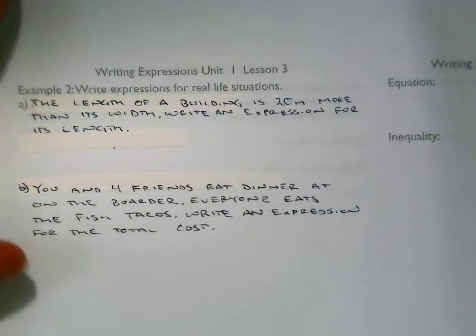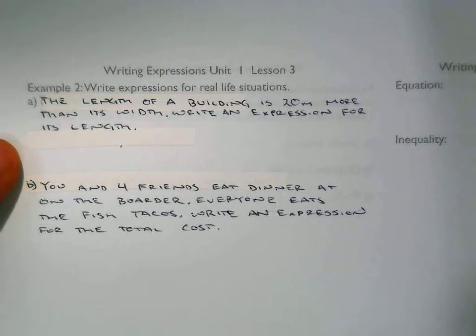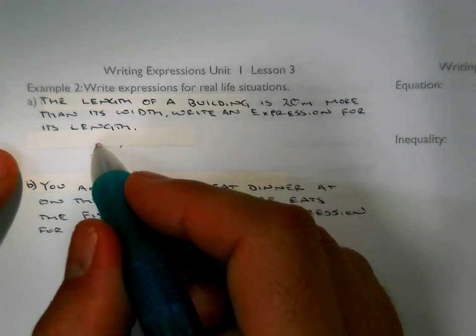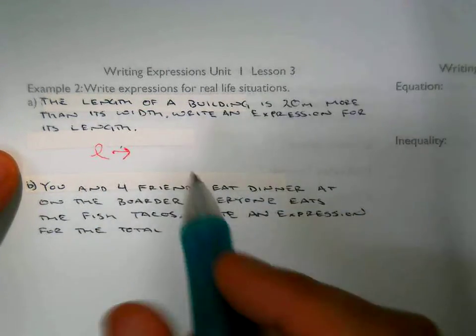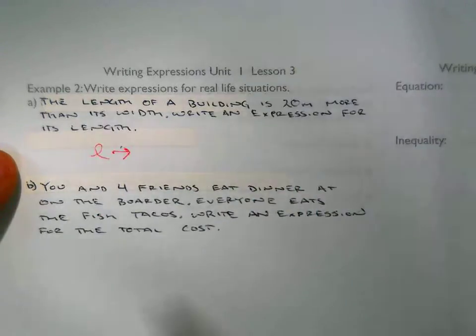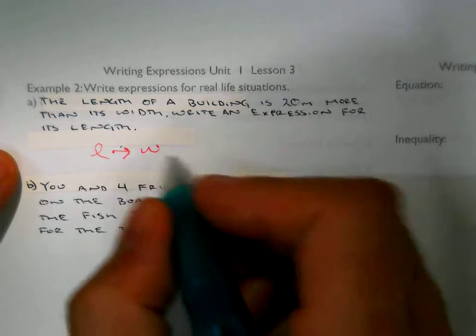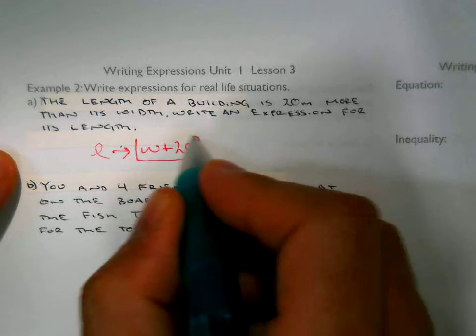Here we are going to write expressions for real life situations. We've got the length of a building is 20 meters more than its width. Write an expression for its length. We haven't gotten to equations yet. We'll do that in lesson 4. But think of this as saying, here is the length, and what do I want that to be? I want the length to be 20 more than, so more than would imply addition, the width. I'll say W stands for the width, and I want 20 more than that, so I'm going to add 20 to it. So W plus 20.